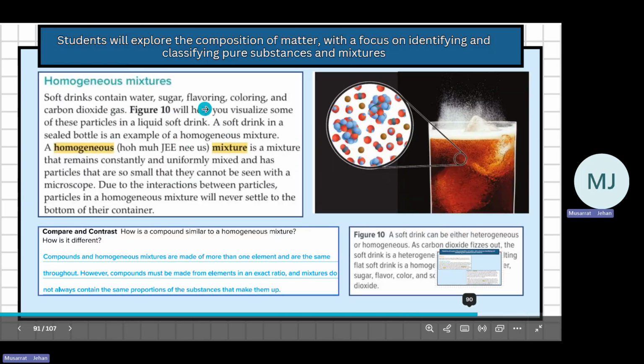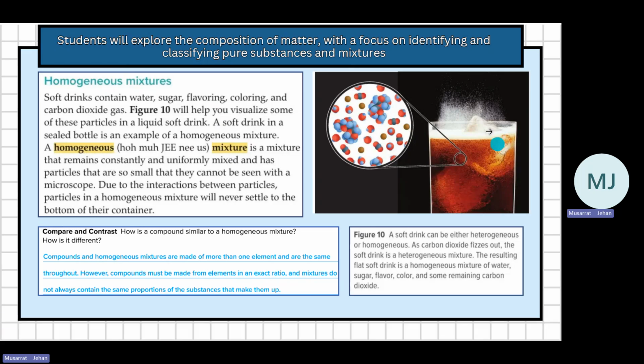Homogeneous mixtures are uniformly mixed, and the particles are so small that they cannot be seen even with a microscope. And we also give them another name. We call them solutions. Compounds and homogeneous mixtures are made up of more than one element and are the same throughout. Compounds must be made from elements in the exact fixed ratio, but mixtures can have different ratios.